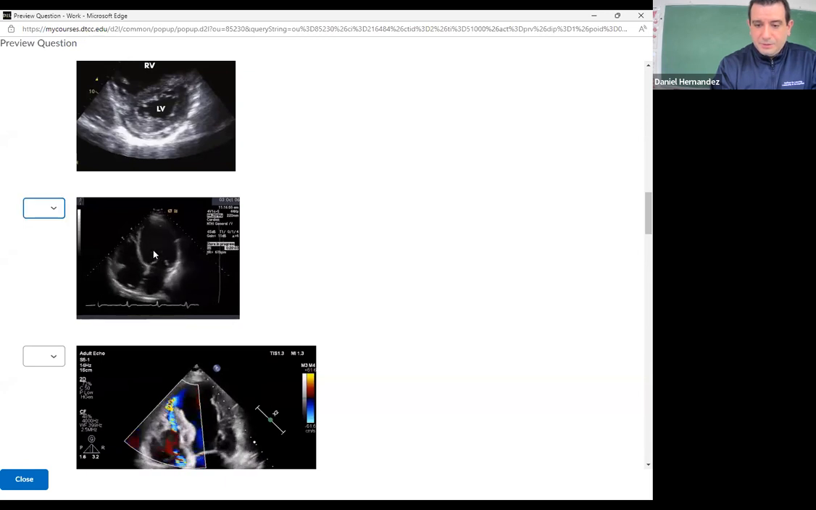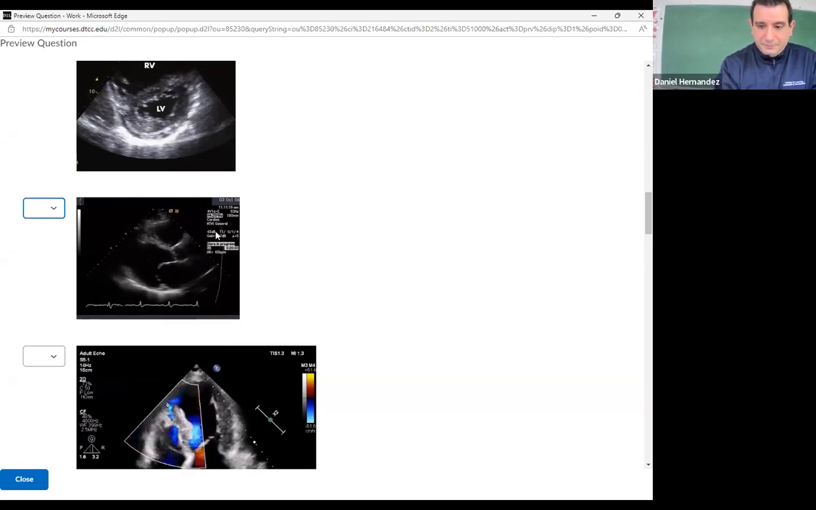So this again was showing another patient with dilated cardiomyopathy. So you see a round, spherical LV, very large chambers, reduced EF.